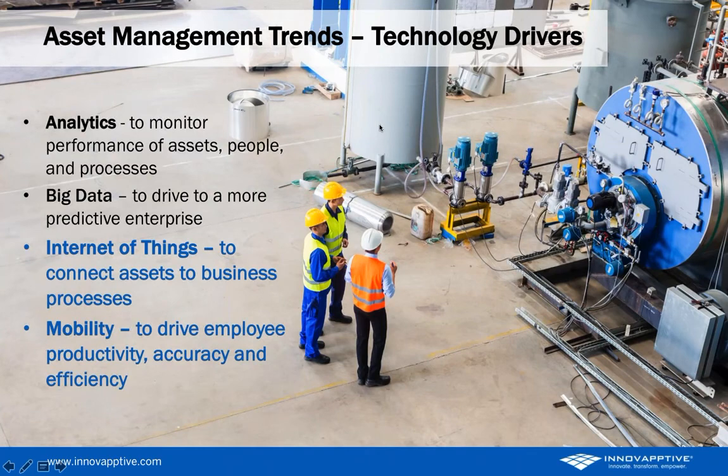Next slide, please. So in asset management, data certainly is a big driver. We're using analytics to take a look at historic performance of assets, people, and processes. Big data is giving us the ability to be forward-looking and do more predictive aspects. Internet of Things is driving more connected assets to the business processes, giving us even more information. And these insights are all being generated.